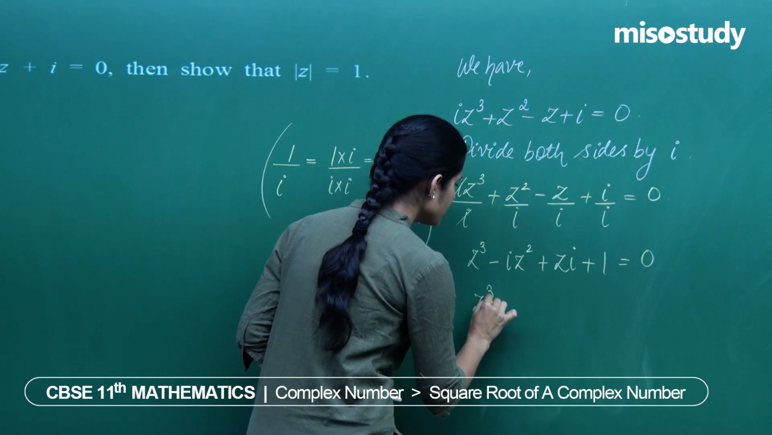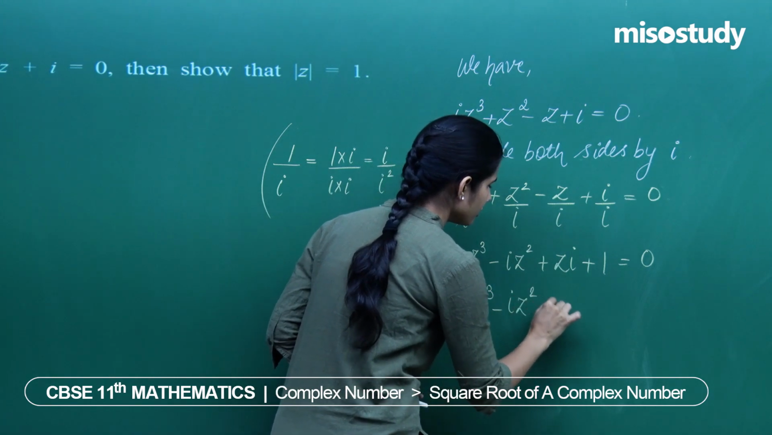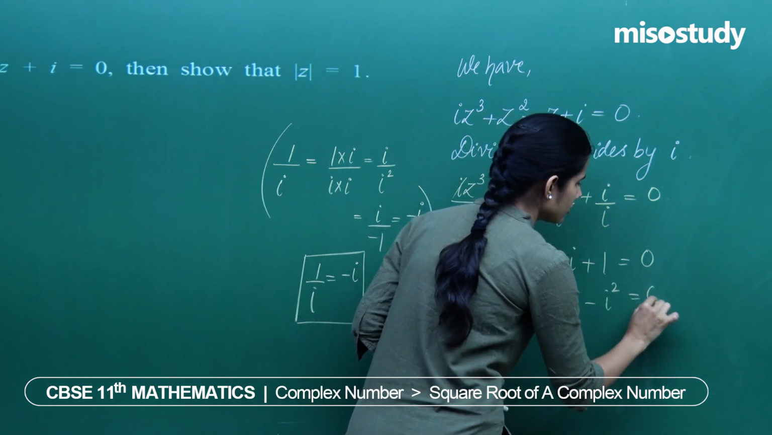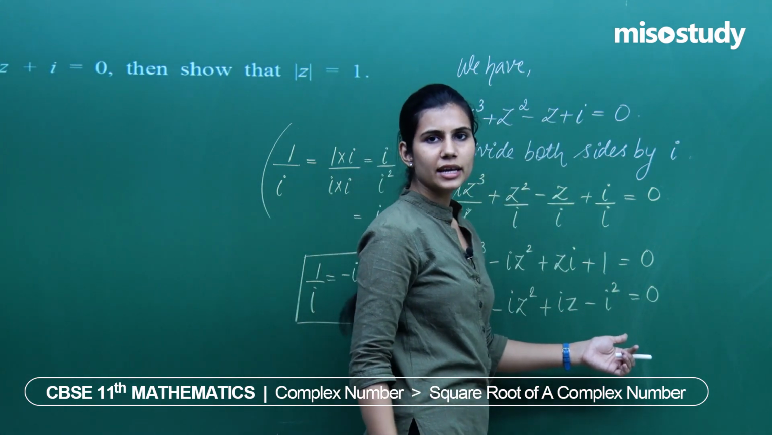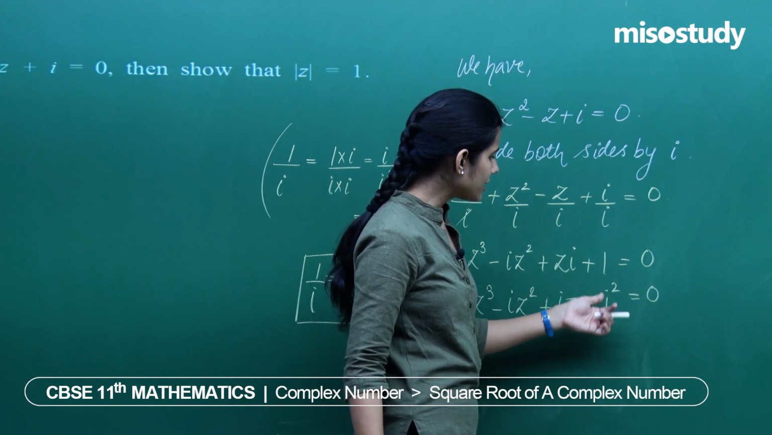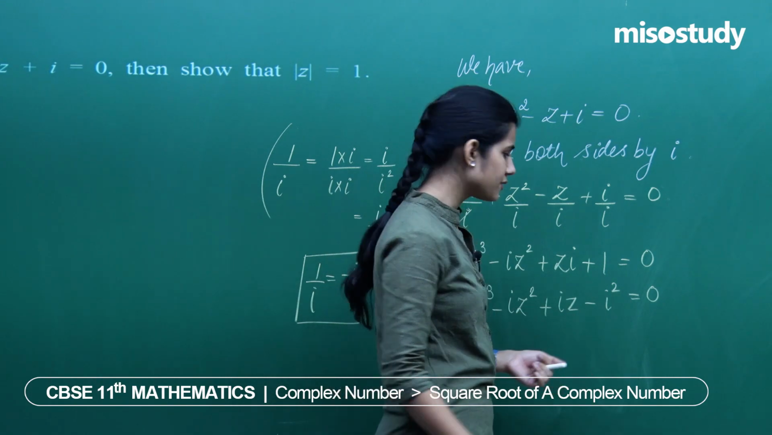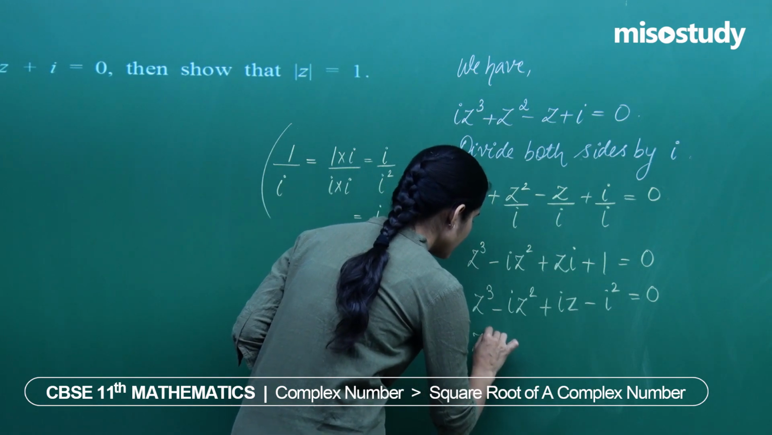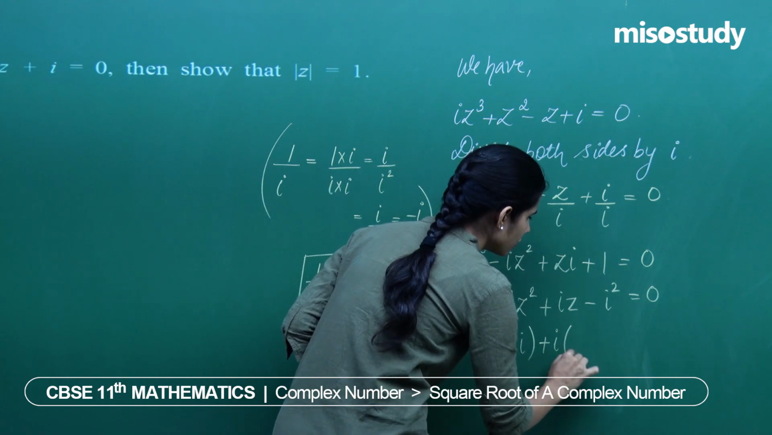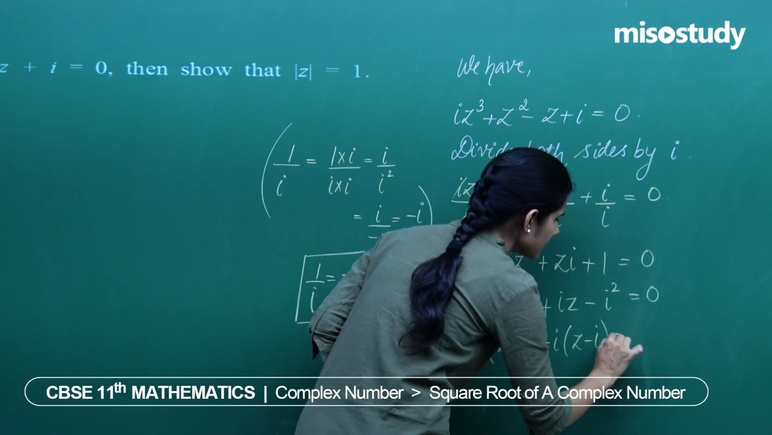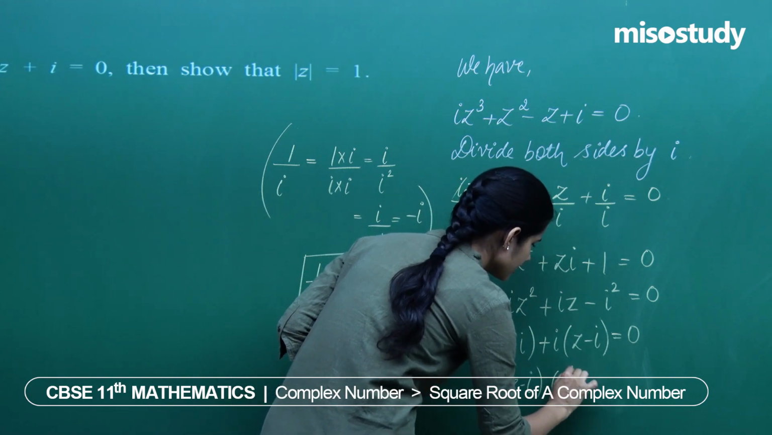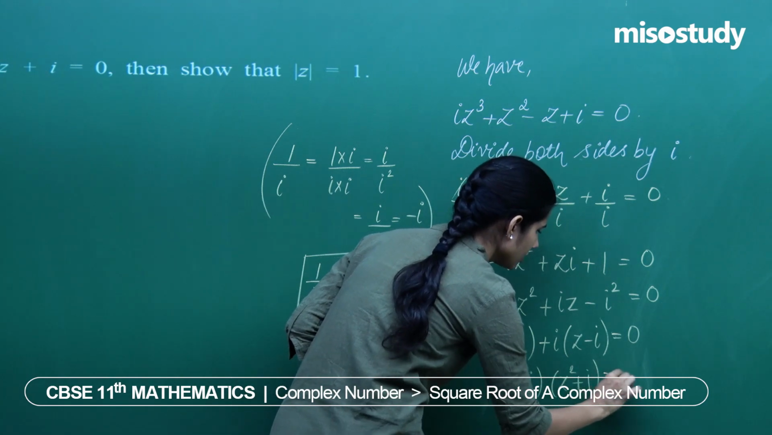Now what do you do? You basically manipulate this expression. You write plus 1 as minus iota square. 1 is equal to minus iota square, since iota square is minus 1, and minus minus is plus. From here you can take out z square common, you are left with z minus iota. And from here you can take out iota common, you are left with z minus iota. So you get z minus iota times z square plus iota equals 0.